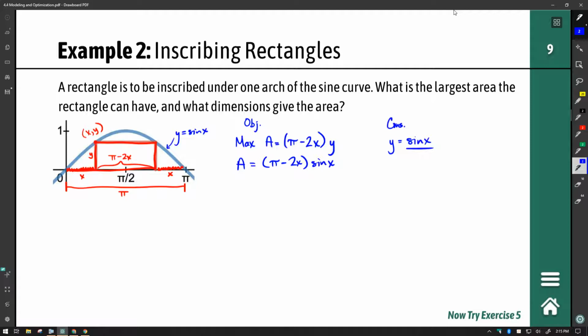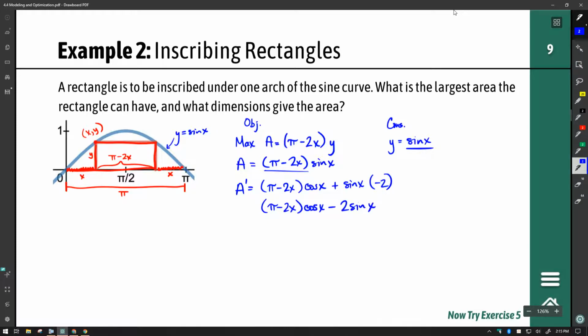Let's differentiate. So A prime is equal to, and we can use the product rule here. The first function, pi minus 2x, times the derivative of the second, so cosine x, plus the second function, sine of x, times the derivative of the first function. The derivative of pi is 0, the derivative of negative 2x is negative 2. So this whole thing together is (pi minus 2x) times cosine x minus 2 sine x.